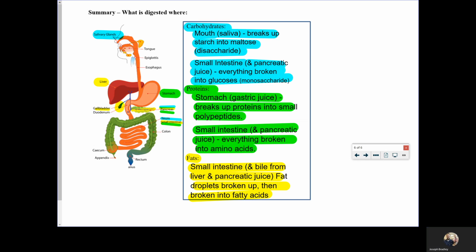If we look here, this is my summary of what part of your foods are broken down where. The first thing to note is that everything is going to be using the small intestine, and everything is going to be using pancreatic juices. But specifically, proteins are going to be broken down by the stomach, and carbohydrates are going to be broken down by the mouth, by the salivary glands. Fats don't get broken down until the small intestine, and the fats more specifically are going to be using the liver and the gallbladder, which produces bile.